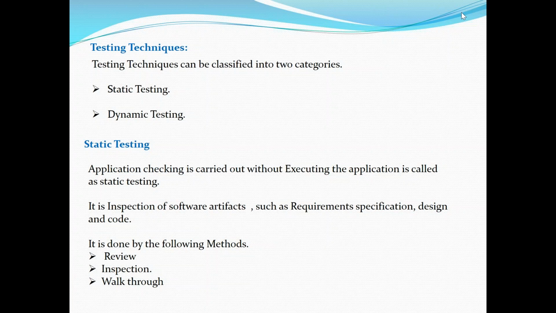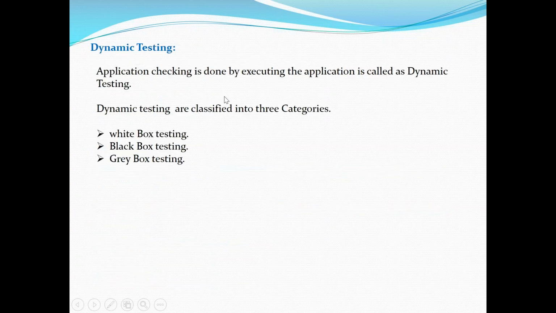In the notes it is saying that an inspection is about software artifacts. Artifacts are nothing but components. We can call them components or artifacts. So, whether we are following the requirement specifications correctly or not, whether we are following the design properly or not, whether we are following the code or not, all of that comes under static techniques. It is done by the following methods: review, inspection, and walkthrough. Clear, right? So today's session is very, very important.